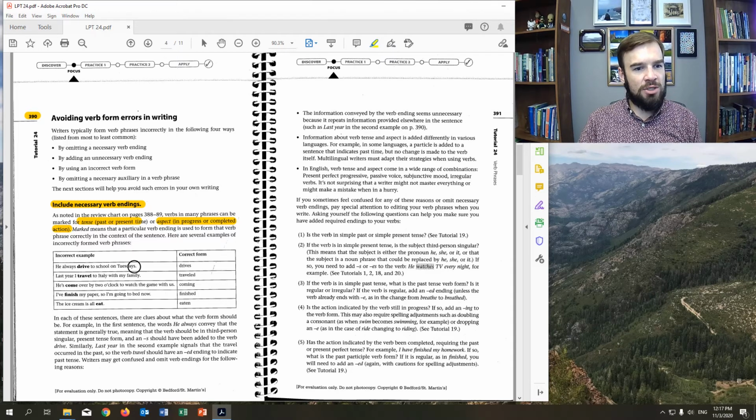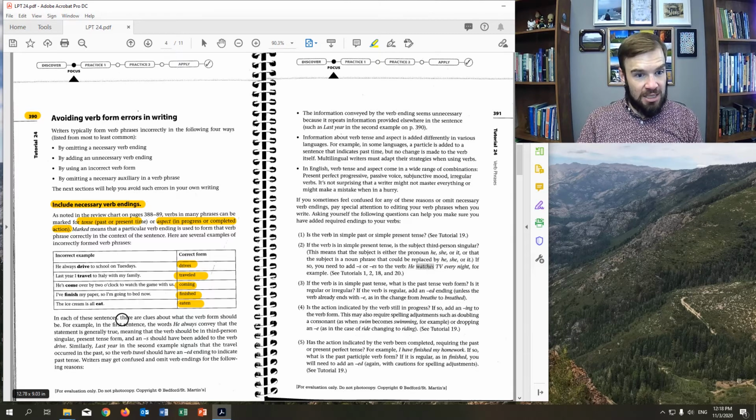He always drives to school on Tuesdays. Should be drives. Last year I traveled to Italy with my family. Traveled. He's come over by 2 o'clock to watch the game with us. Coming. Here we're using the present continuous to talk about the future. I've finished my paper, so I'm going to bed now. I've finished. We need the past participle with the ed. And the ice cream is all eat. Should be eaten. Again, this is passive voice. So we have the auxiliary verb be here, and we need the past participle of eat for eaten.